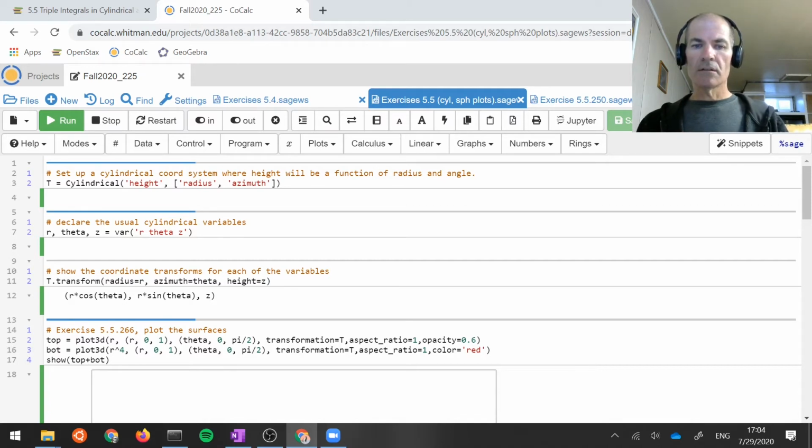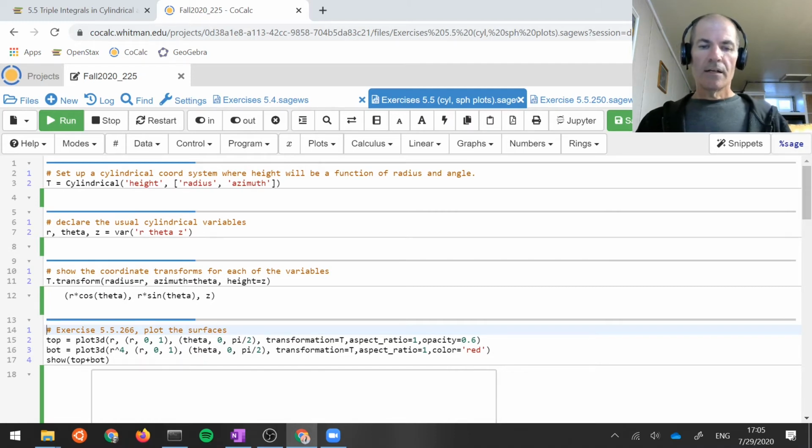Next, we're going to declare the variables, r, theta, and z. And finally, you don't have to do this, but if you want to see that what you're doing is correct, you can ask Sage to show you what the transform t looks like. And here we say the radius is r, the azimuth is theta, and the height is z, and it comes back with this coordinate, and this is essentially x, y, and z. It tells me what it looks like in rectangular coordinates.